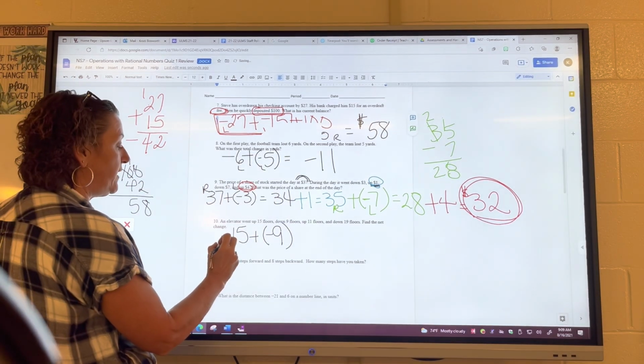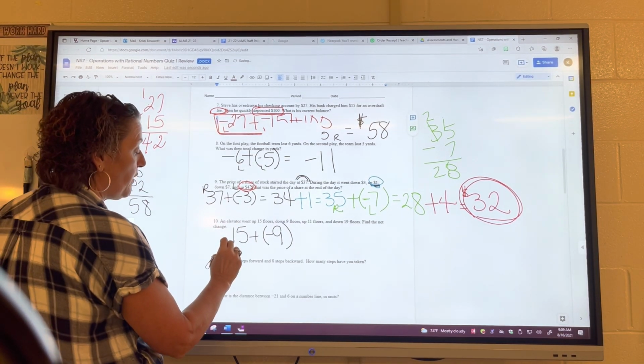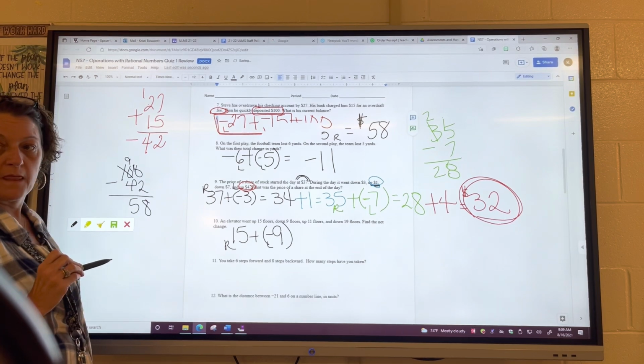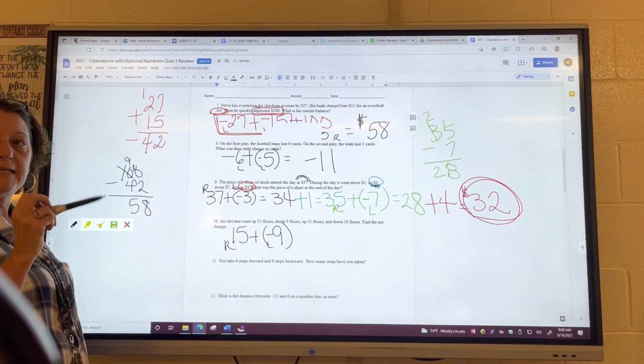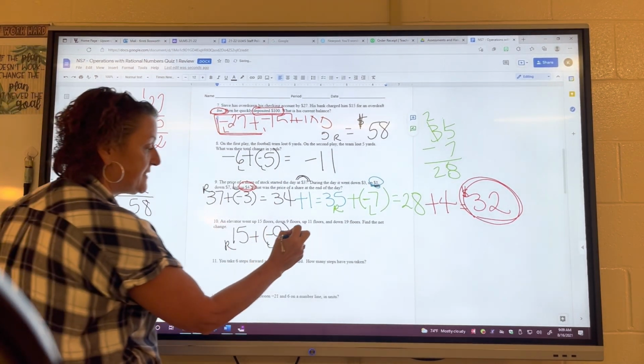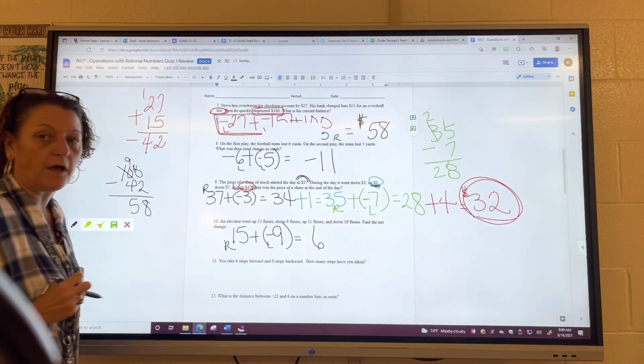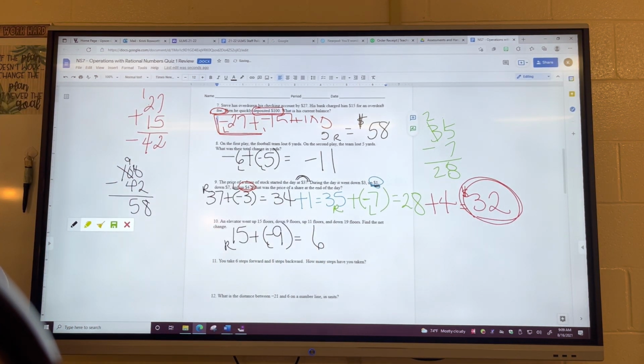So what do we have right here, Reese? This is a right and a left. So what am I going to do? I'm going to subtract. 15 minus 9 is what? 6. And which one's the farthest from 0? 15. So that 6 is going to be positive. Okay?